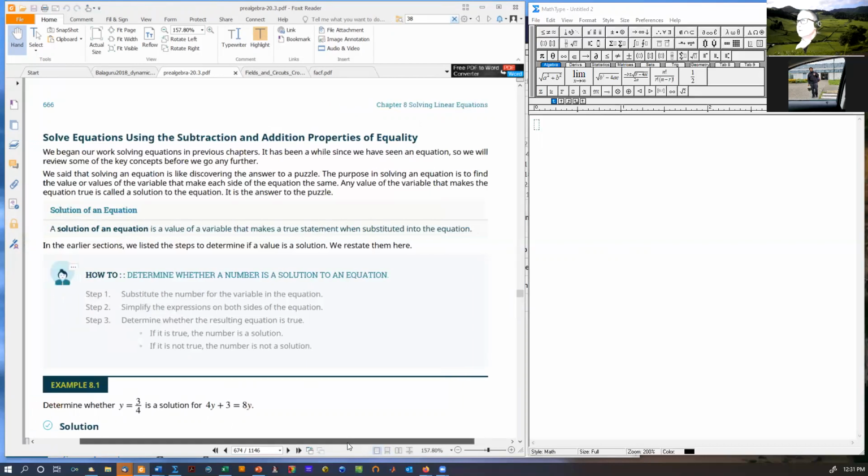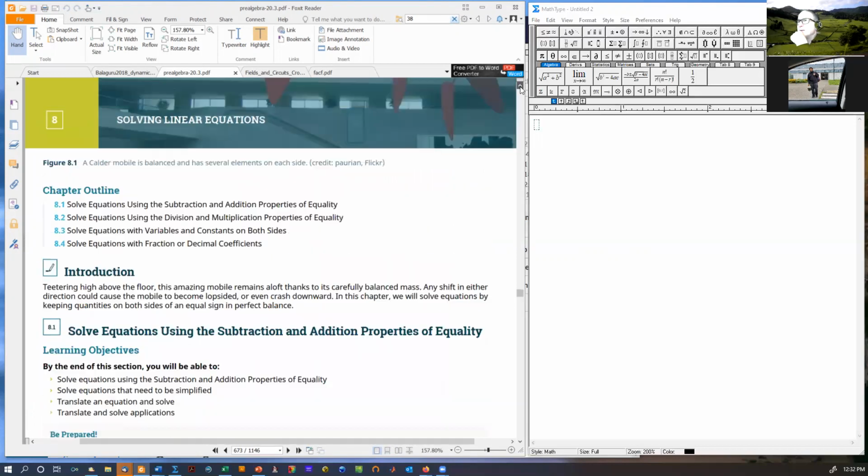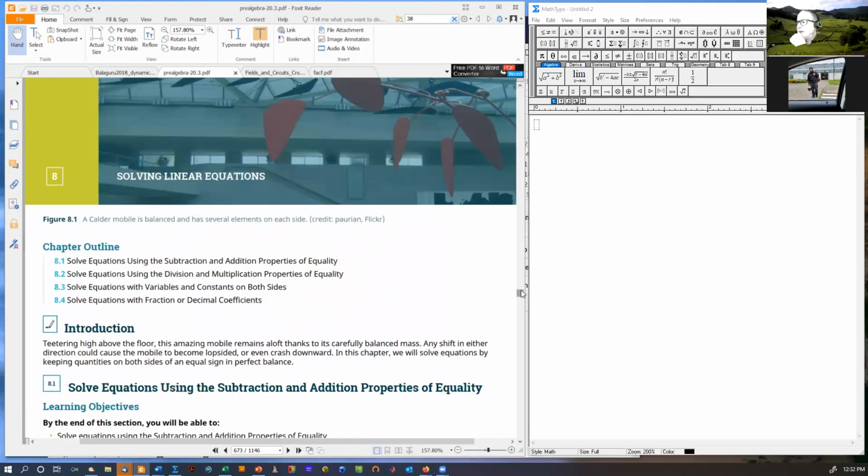So I'm going to briefly go through the different sections of chapter 8, which is all about solving linear equations, right? So solving linear equations, and what we mean by that is a linear equation would be something of the form over here where we had 3x plus 5 equals 2, right? And so to solve that equation, what we mean is finding the value of x that makes this equation true.